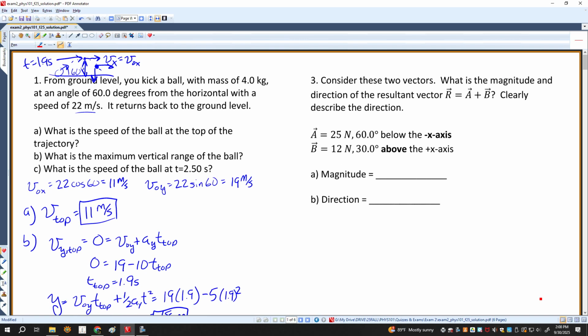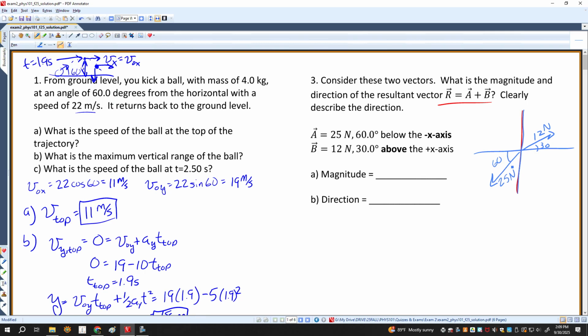Sit on that one. Now I also wanted you to find the vector sum of A plus B. Let's draw these vectors first off. I'm going to go back to my blue. A is 25 newtons at 60 degrees below the negative x-axis. So that's the vector A. It's 25 at 60. And then the vector B is 12 newtons, so half that, and it's 30 degrees above the positive x-axis. It's 12 newtons. I didn't draw that exactly to scale, but you get the idea.